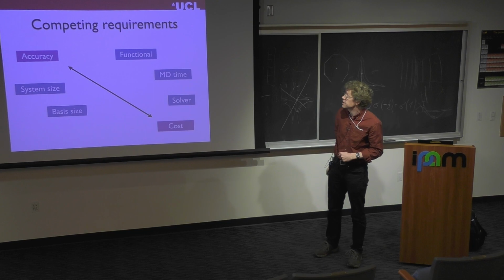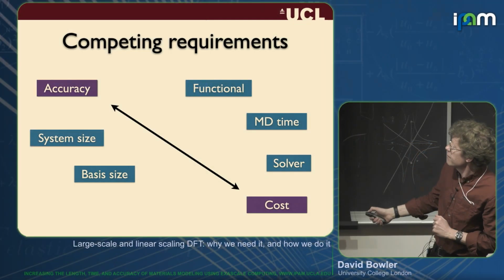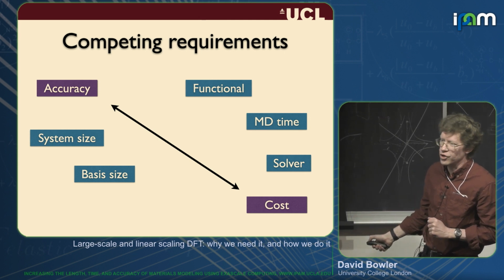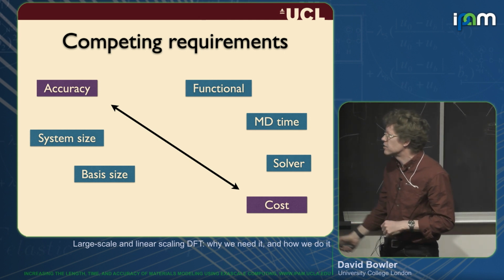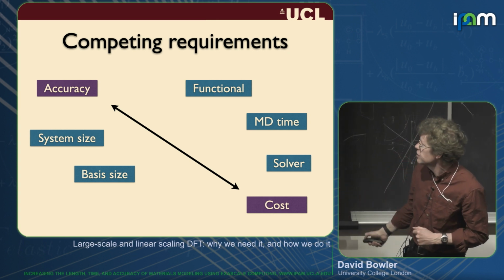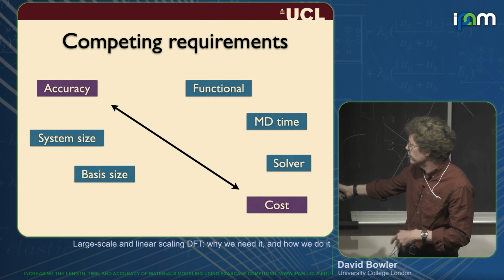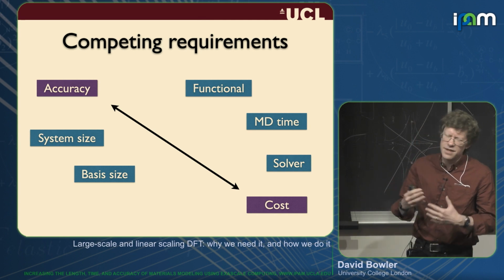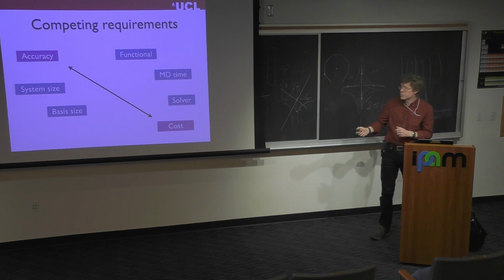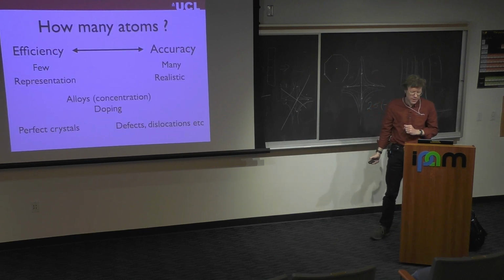We should, as a community. When you're doing a large-scale calculation, well, any calculation, you have to think about competing requirements. You've got accuracy and you've got cost, and these things are going to depend on other factors. The system size will, of course, affect accuracy, and boy, will it affect the cost. The functional, the time you run your MD for, the type of solver you use, these are all things that we've got to play with in our minds. Of course, pseudopotentials will come into this as well.